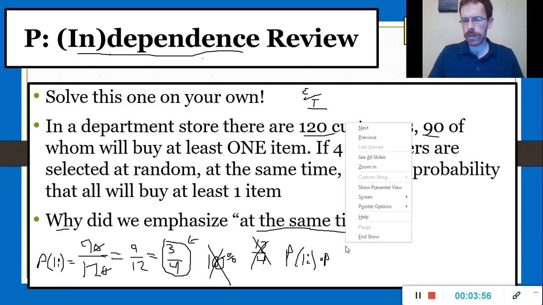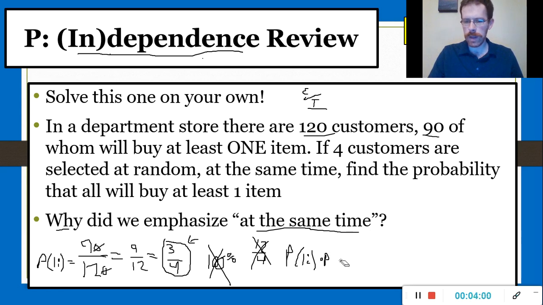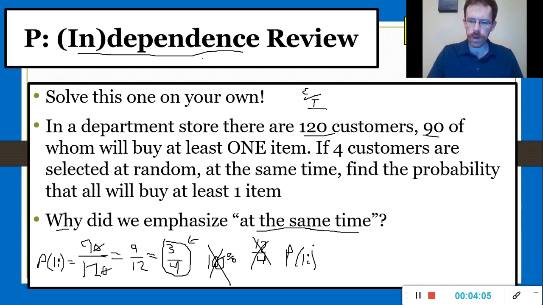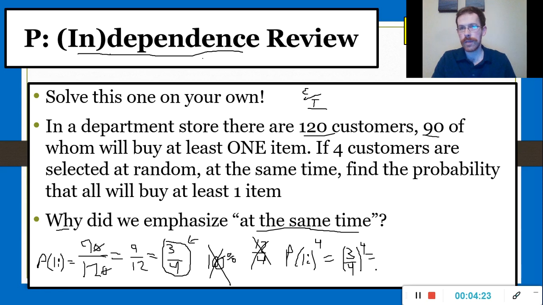times the probability of, I'm not going to write that one out fully because I don't know if I have enough space. It's the probability of one item to the 4th power, because I have 4 customers, so that is 3/4 to the 4th power. And that's going to be 3 times 3 times 3 times 3, which is 3, 9, 27, 81. And 4 times 4 times 4 times 4 is 4, 16, 64, and 256.